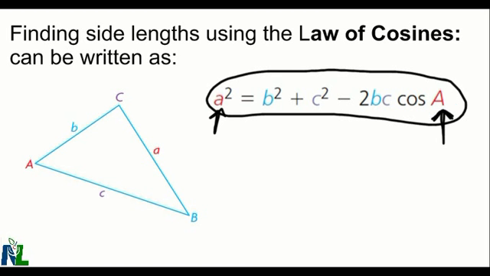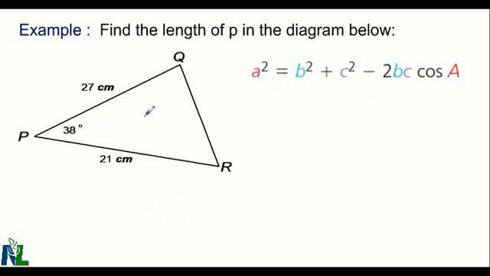So let's just take an example. This example here is labeled PQR. In a piece of evaluation, you would see the formula written with A, B, and C in it. In this one, it's P, Q, and R. So we're finding the length of P. P is the side length that's straight across from angle P. So P is what we're trying to find, so I'm going to write P squared right here.